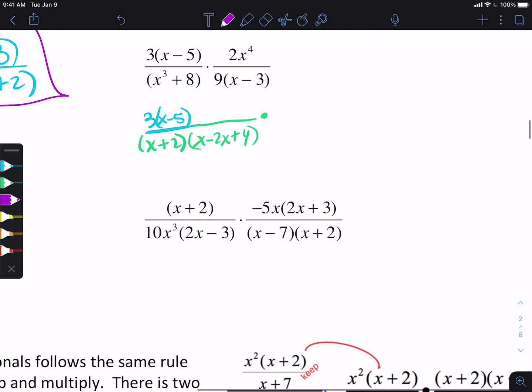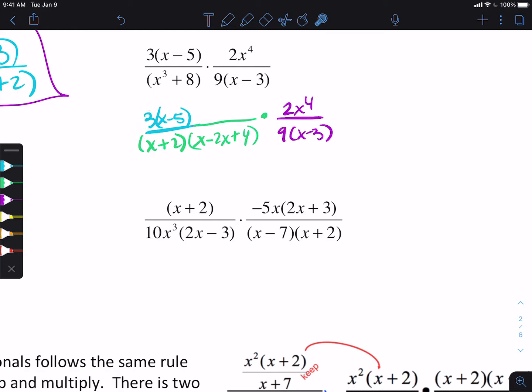So we have times 2x to the fourth. There's nothing I can do to factor that one. And then the bottom is already factored. So 9 times x minus 3. Okay. So now I'm going to look for common factors. So we're looking for things that match. I've got nothing that matches, but I do have a common factor with 3 and 9.